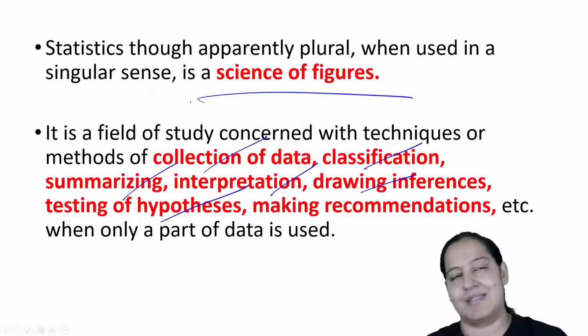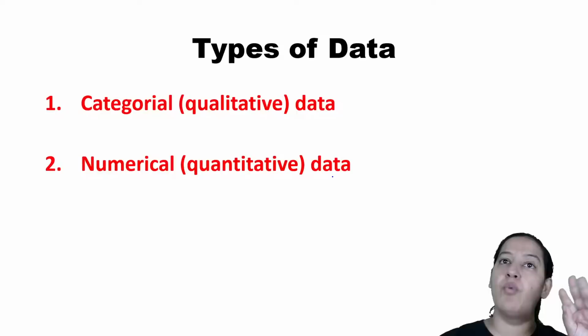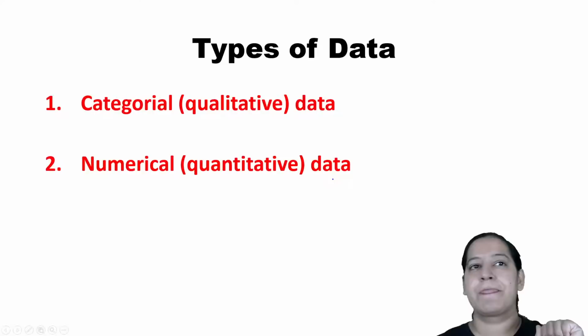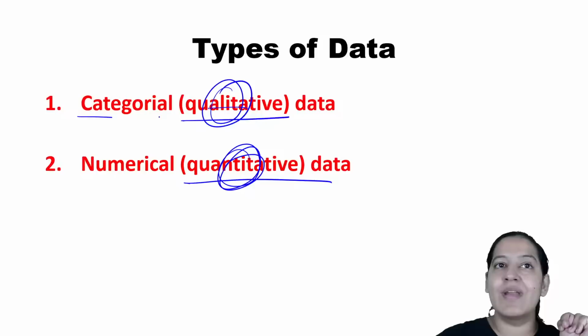What are the sources of data? From where we obtain the data? We obtain it from experiments, from surveys, and from records. So three sources are there. Now I will teach you what are the types of data and what are the scales of measuring the data. So what are the types of data? How many types of data do you know? So we have two types of data, qualitative and quantitative. Qualitative is known as categorical data, and quantitative is known as numerical data.